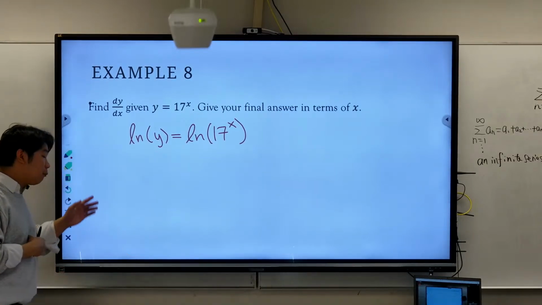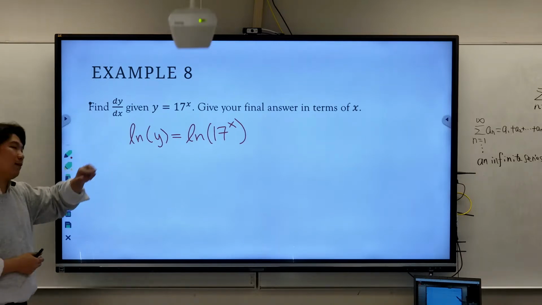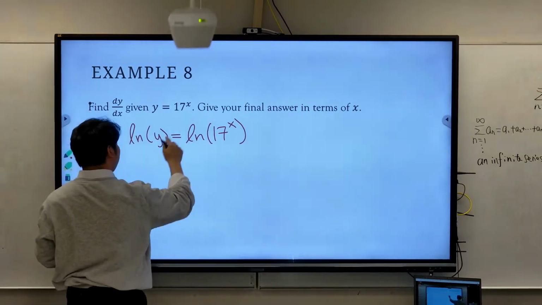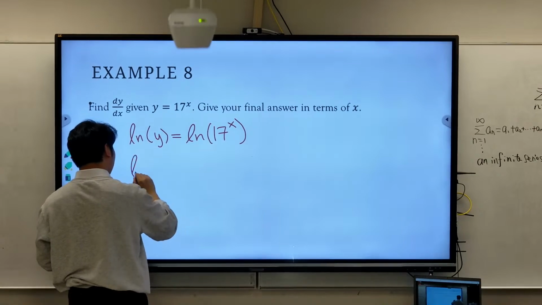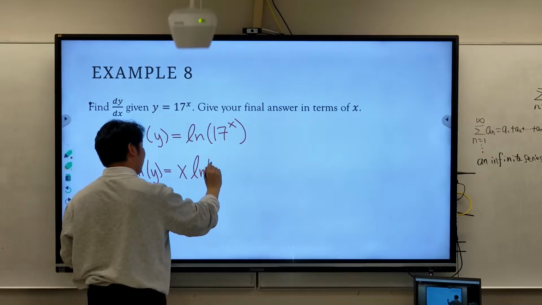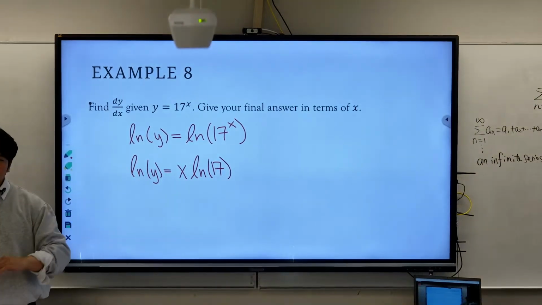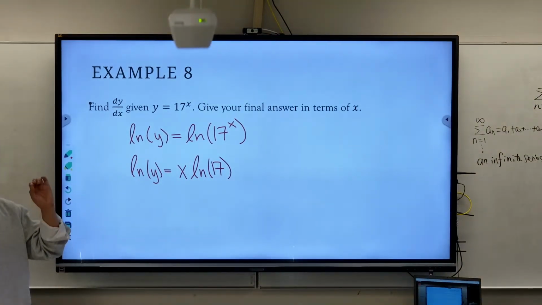All right, so the reason I wanted to do this is that now I can apply the property of a logarithm. I know for logarithms, I can take that power of x on the right and bring it to the front. In other words, I can write natural log of y is equal to x times the natural log of 17. I have not done any derivative work at all. All I've done was apply the property of logarithms.